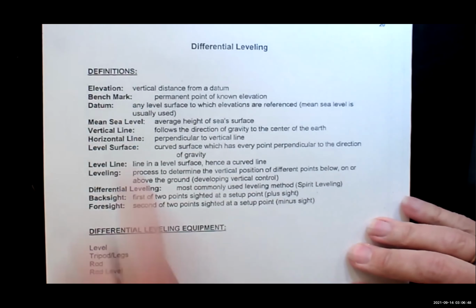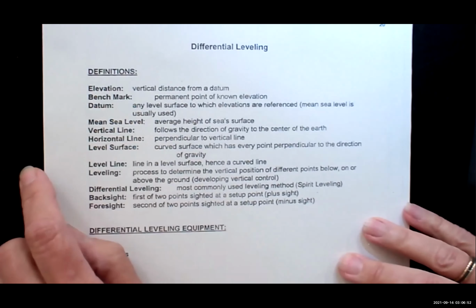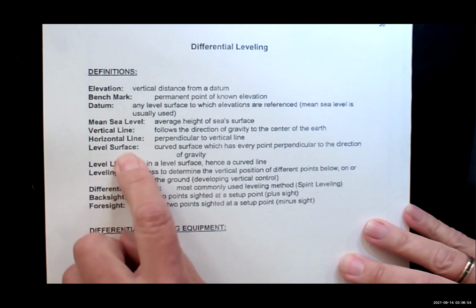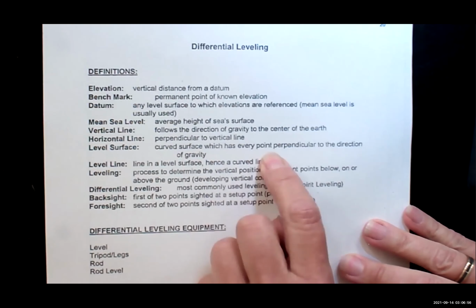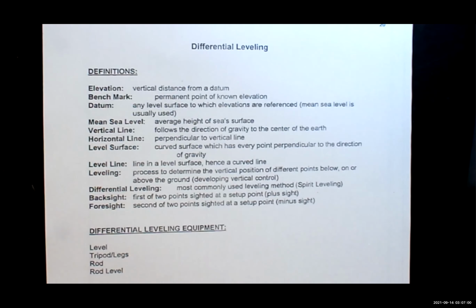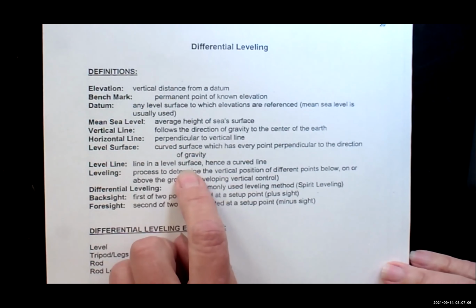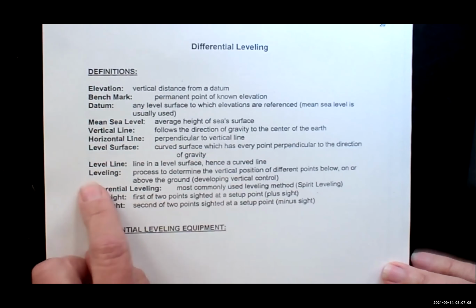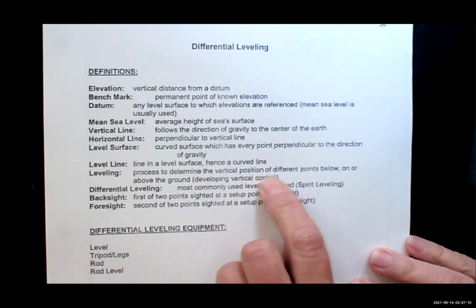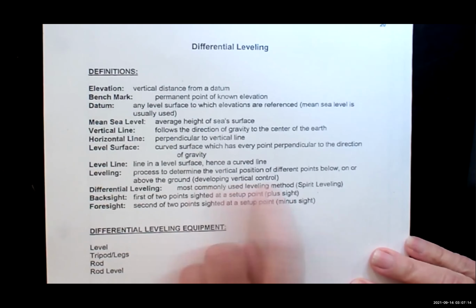And then a horizontal line is basically perpendicular to the vertical line. A level surface, a curved surface, has every point perpendicular to the direction of gravity. But again, we're talking about such a small area that it's horizontal. A level line is a line on a level surface. And then leveling, the process to determine the vertical position of different points below, on, or above the ground, basically developing vertical control.